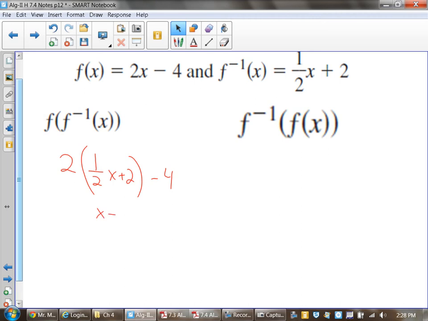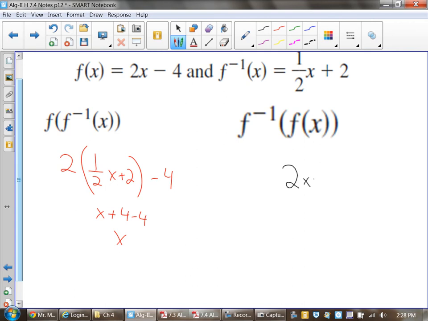Distribute. And what do you get? X. Okay? I do the same thing with the other set of equations. Again, I start by writing down the f of x equation, which is 2x minus 4. And then I surround it with all the rest of the inverse equation without the x. And I distribute that one and simplify.